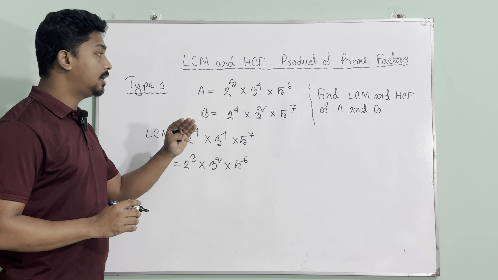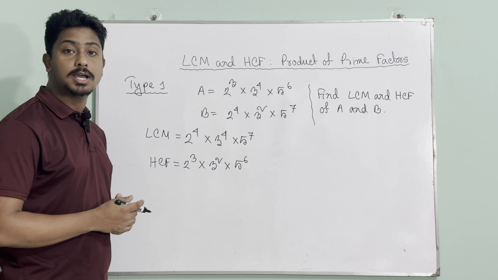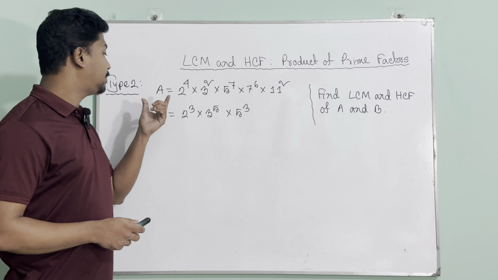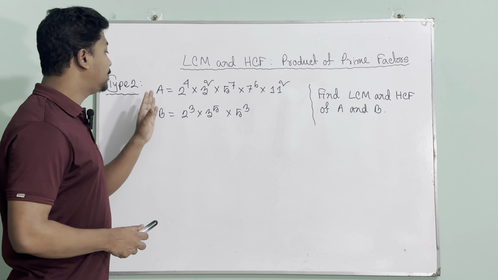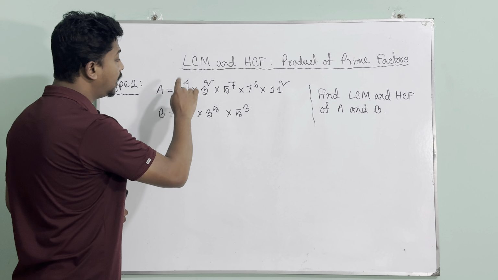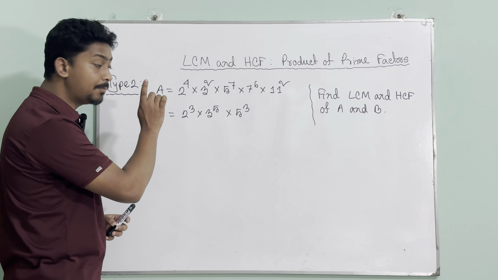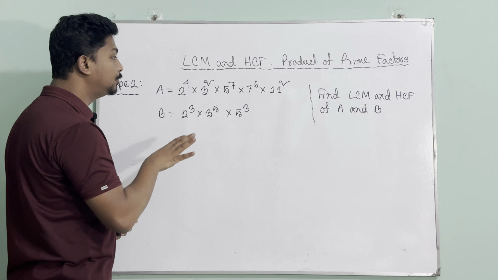But what if there are different prime numbers in A and B? What can happen? Let's look at type 2. Now let's look at numbers A and B. See, again, we have numbers as the product of their prime factors, but in A, we have prime numbers 2, 3, 5, 7, and 11. But in B, we only have 2, 3, and 5. So how do you solve it?